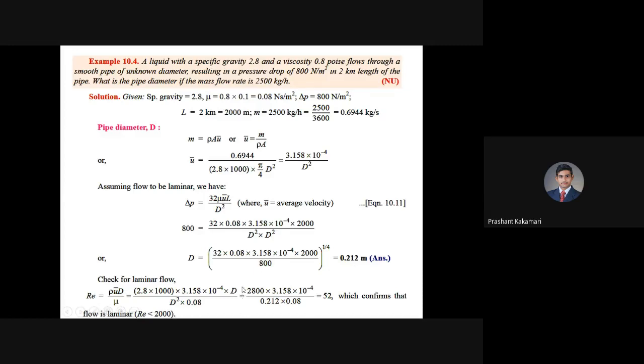So once you substitute all these values, I can check one dimensionless number. That number is coming around 52. So 52 is less than 2000, so it is a laminar flow. Why are we checking this laminar flow? Because the problem you have solved using this Hagen-Poiseuille's equation is applicable for laminar flow only. If it is a turbulent flow, then you have to go for another method. Is that clear?